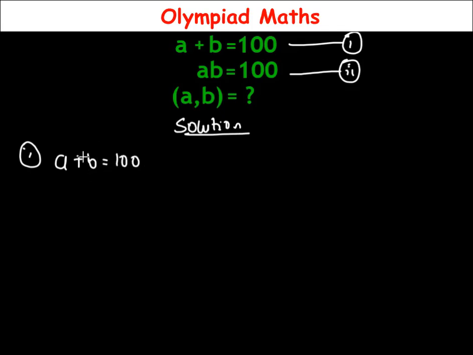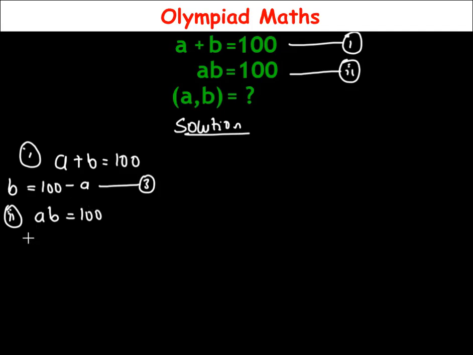So let us make b to stand alone. So b is equal to 100 minus a. So with this, we call this equation 3. Okay, now from equation 2, we have it that AB is equal to 100, right?